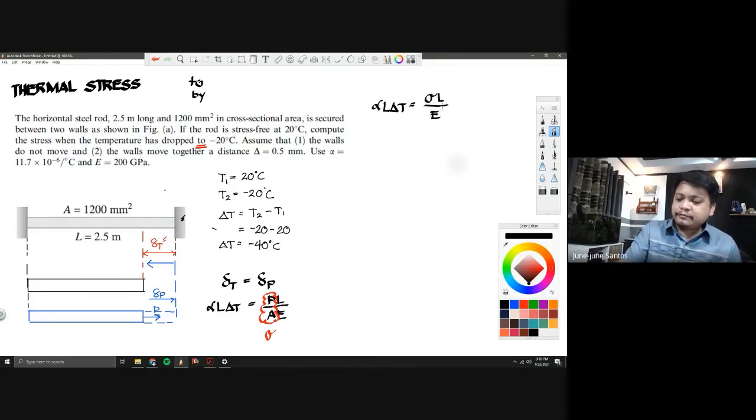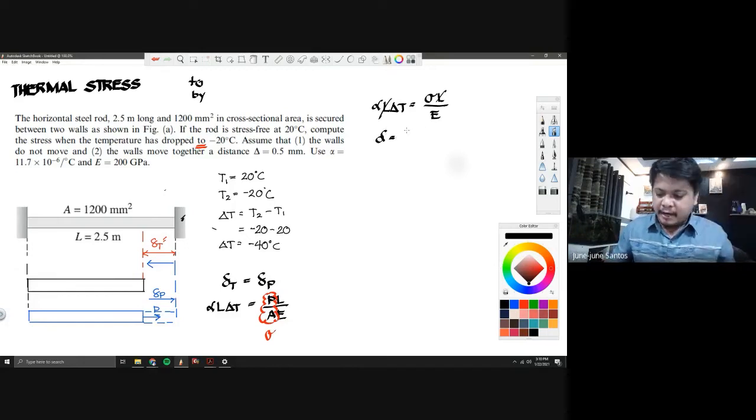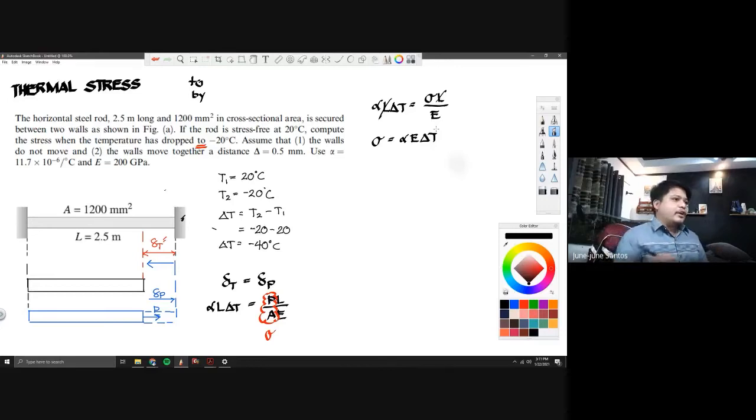Okay? Next. So, as you can see, we have 2.5. We could cancel it, the L. So, yung alpha L natin, that would become, ang stress natin, we are solving for the stress. So, that would become equal to alpha E delta T. Okay? So, we could have it this way.